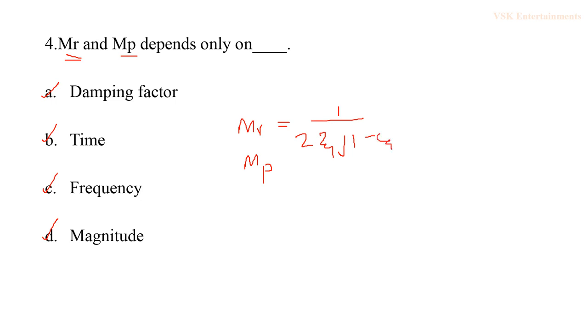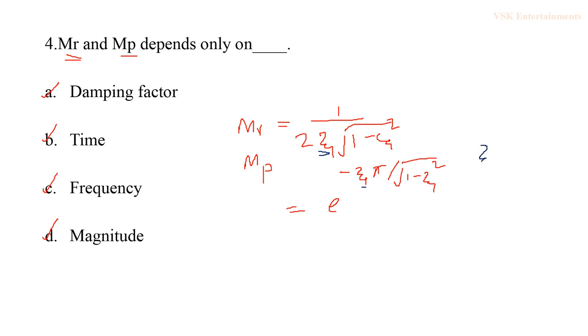Similarly, the formula for maximum peak overshoot is MP is equal to e power minus zeta pi by square root of 1 minus zeta square. These two are the formulas for MR and MP. If we consider these formulas, here MR depends upon the zeta value. Similarly, MP also depends upon the zeta value.